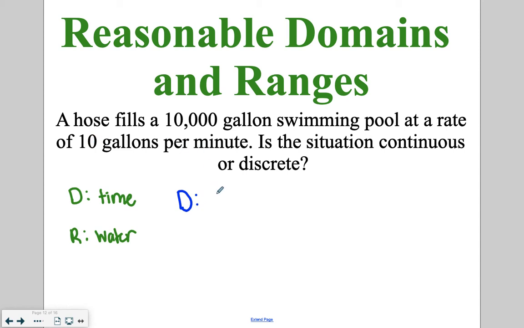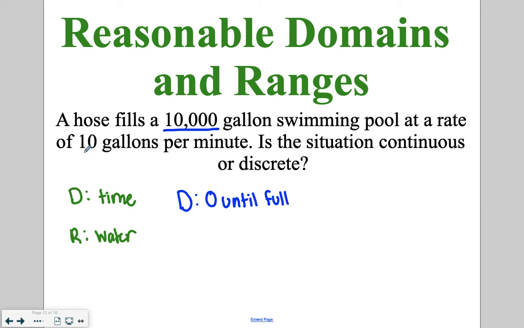So the lowest we can get is the start, so 0 minutes have passed. And then we're going to go until the pool is full. How long is it going to be until the pool is full? That's when we need to use our information.